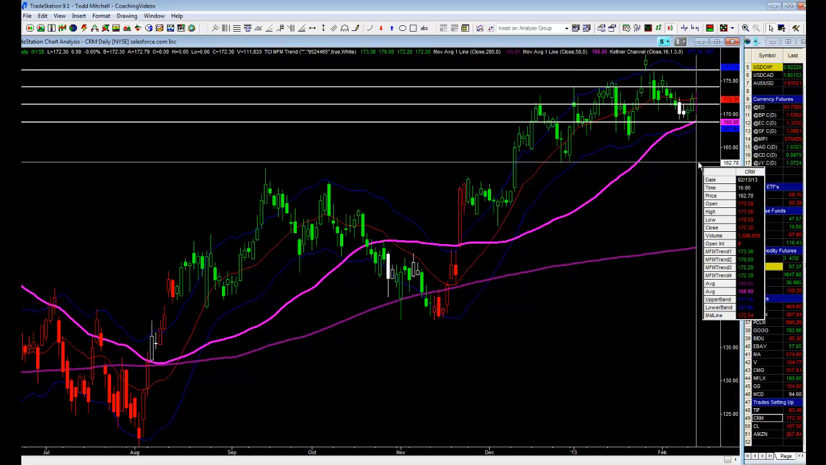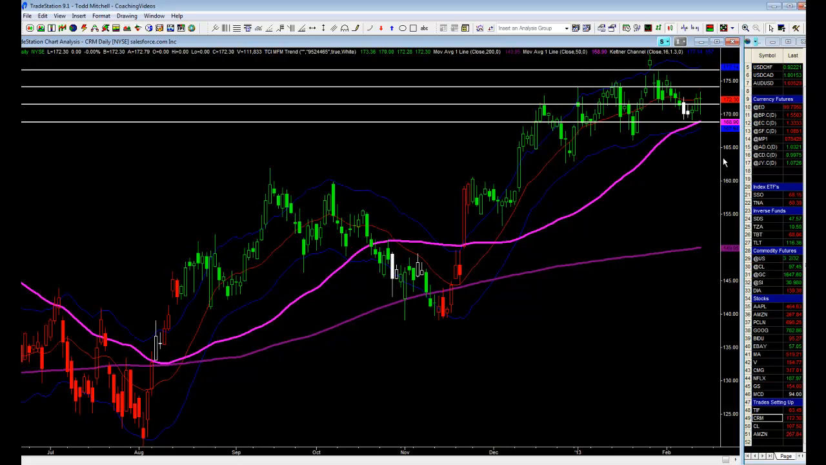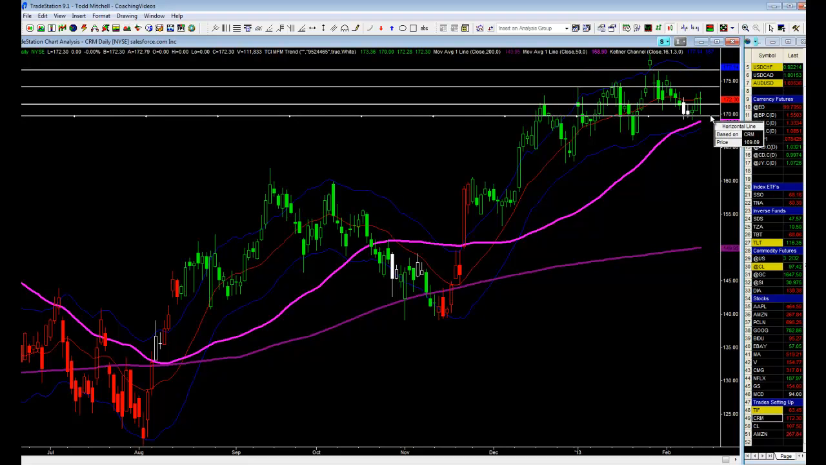So I'm going to move it up to 169.80, 20 cents below the 170, which is yesterday's low. By moving the stop up from 168.89 to 169.80, that takes my initial risk from $2.56 to $1.65 risk. So I'm going to move it right here, 169.80. That's where we're at on the Salesforce.com trade.